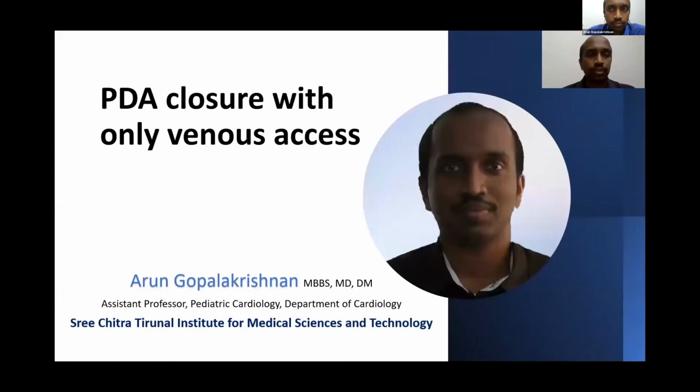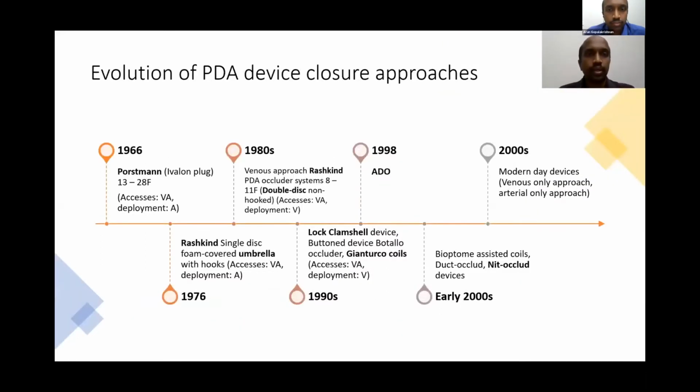Good morning, everyone. So today I'll be talking on PDA closure with only venous access. Percutaneous closure of the patent arterial duct began in 1966 with the development of the balloon plug by Postman. If you note the accesses which were used over the years, the initial deployment was primarily through the arterial approach, although both the venous and arterial approach was taken by Postman and the initial device by Rashkin.